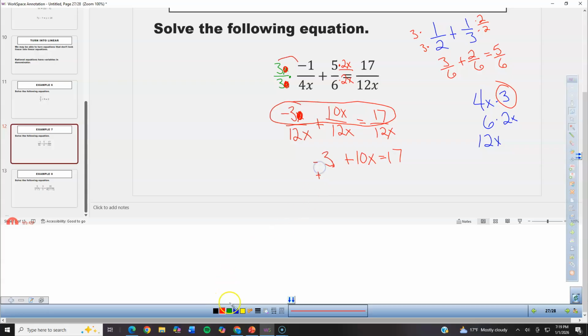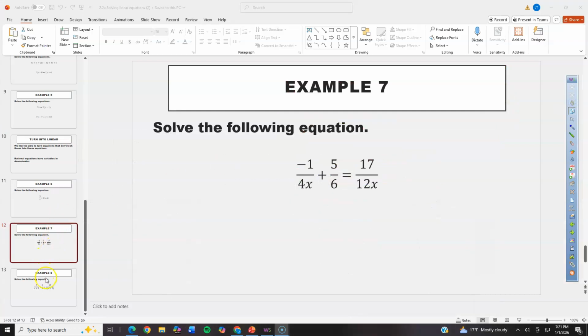Solve it. Add the 3. I get 10x equals 20. Divide by 10, and I get x equals 2. All right, I got one more for you. This one's going to take a little bit.